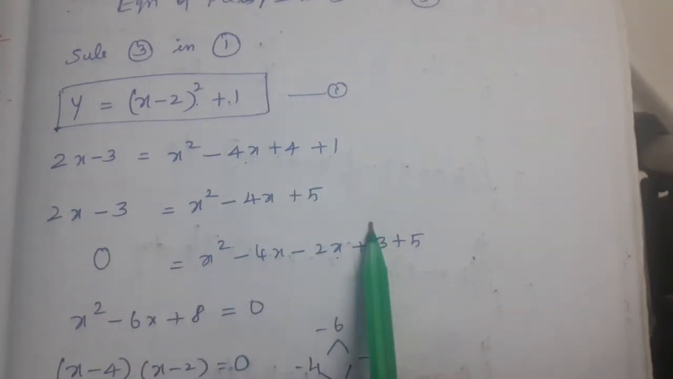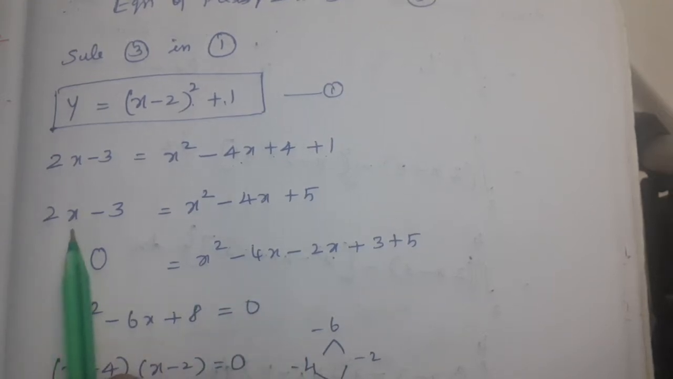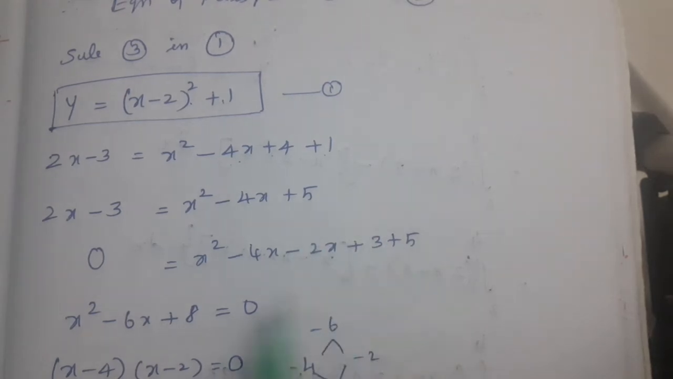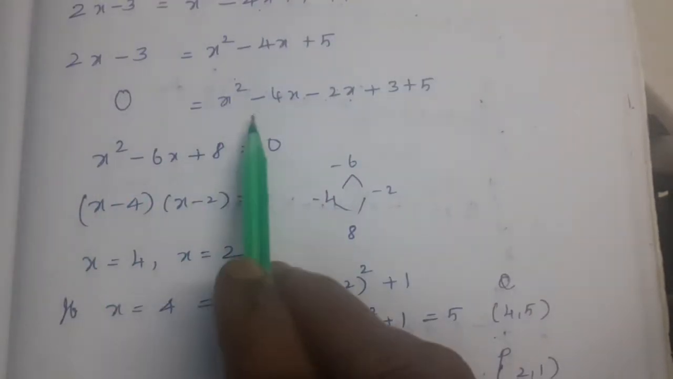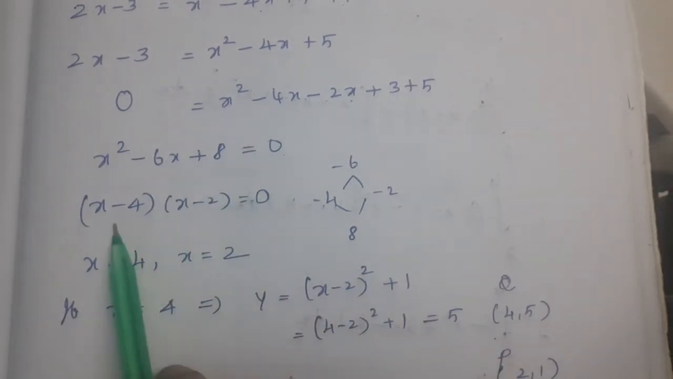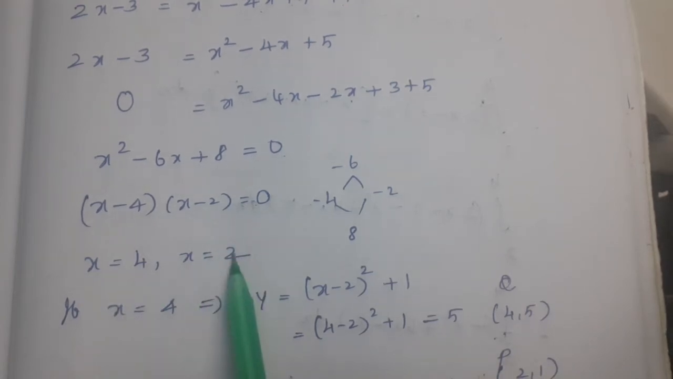If you go to the right hand side, we get a quadratic equation. X square minus 4x plus 2x becomes minus 2x, and minus 3 becomes plus 3, already having plus 5. So we get the quadratic equation x square minus 6x plus 8 equal to 0. Take the sum and product: x minus 4 into x minus 2 equal to 0. That is x is equal to 4, x is equal to 2.